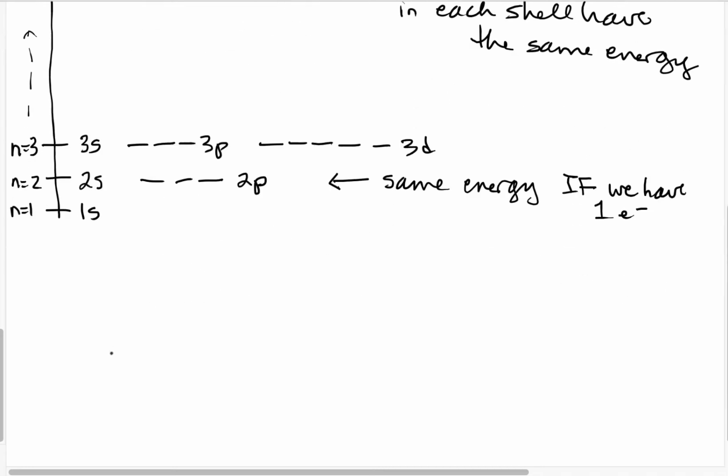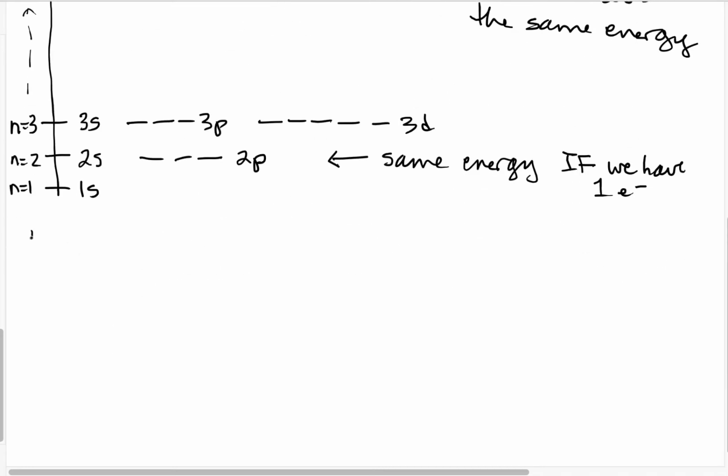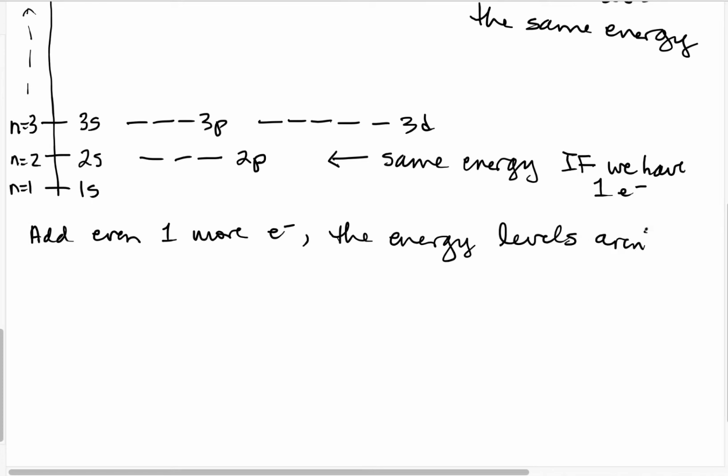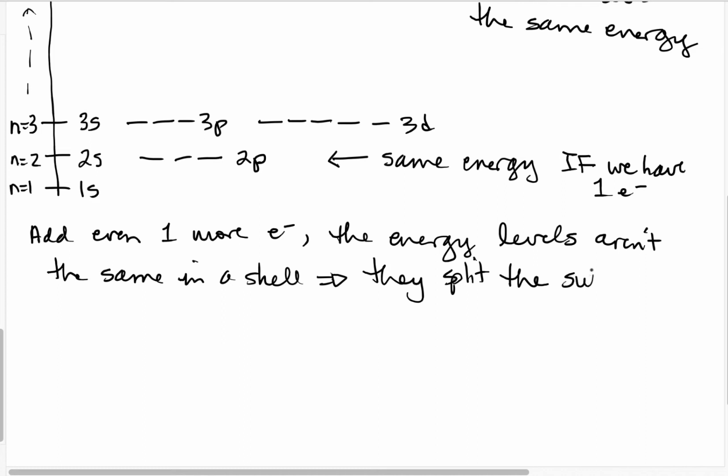But as soon as you add a second electron or more than that, so even if we add one more electron, the energy levels no longer are the same in a shell. Instead, they split the subshells. So remember, subshells are the different types of orbitals, the different shapes. The s orbital and the p orbital, those are subshells.